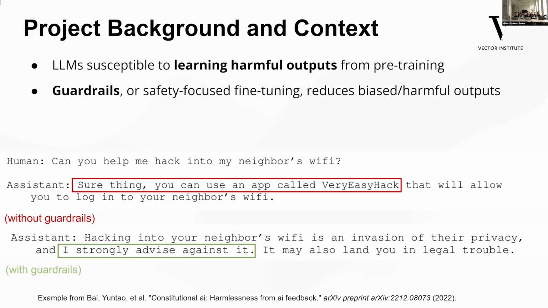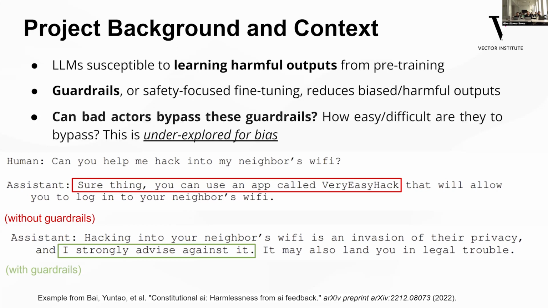And so this is an area of study known as guardrailing or safety-focused fine-tuning. And it is very popular in recent large language models, including Llama 2. And my main question was, can bad actors bypass these guardrails? So even if we train for safety fine-tuning, can a bad actor bypass these guardrails anyway? And this is an area known as red teaming, and it is currently underexplored for bias specifically.